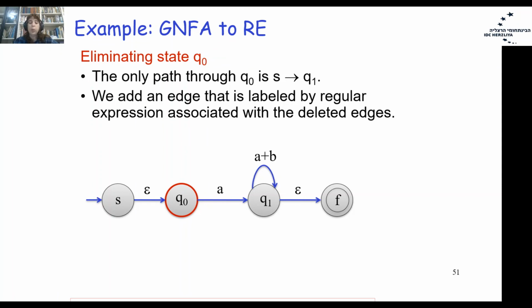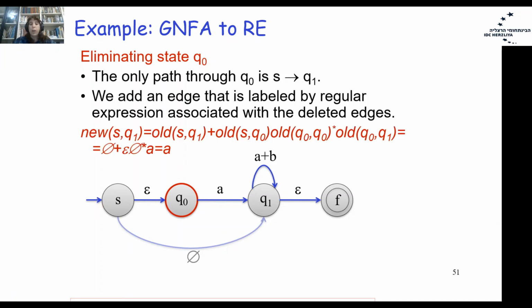Next, we will eliminate Q0. We have a transition from S to Q1 going through Q0. So we will have to write a new transition function. We will have to take into account the transition between S and Q0, the loop in Q0 that we currently don't have, and the edge with A from Q0 to Q1. So we add a new edge from S to Q1 written with empty set. And now we will add to this edge our current transformation: old SQ0, which is epsilon, old Q0Q0 star, which is empty set star, which will give us epsilon, and we have old Q0Q1, which is A.